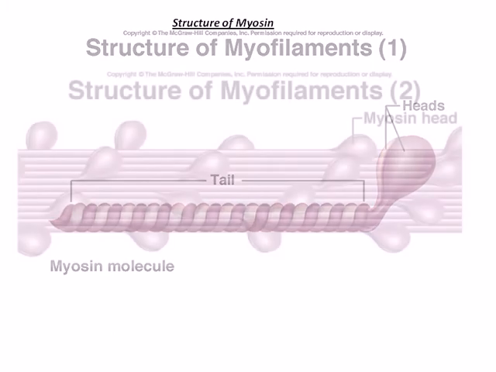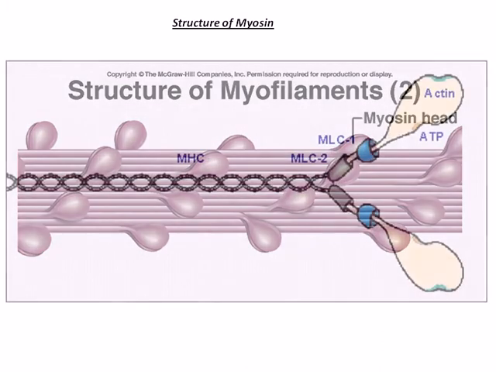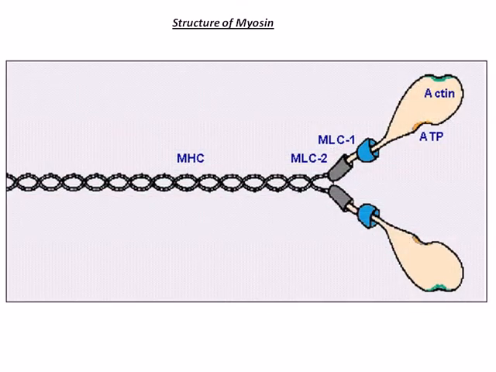Each thick filament contains about 200 myosin molecules, so that the filament is studded with cross bridges. The cross bridges are also specialized to contain binding sites for ATP, the source of cellular chemical energy.